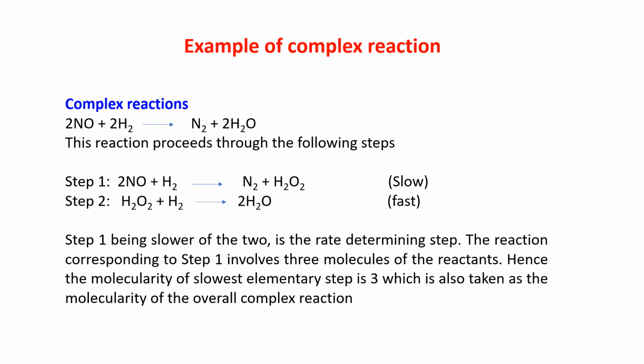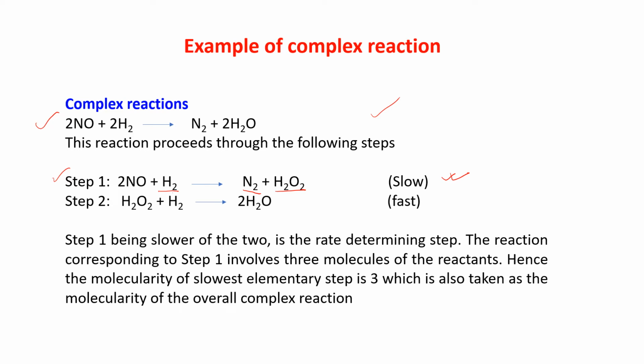Example of complex reactions. 2NO plus 2H2 gives N2 plus 2H2O. This reaction proceeds in 2 steps. In step 1, 2NO reacts with 1 H2 and gives N2 plus H2O2. This is your slow reaction, that means this is the rate determining step. You will get the molecularity from this step only.